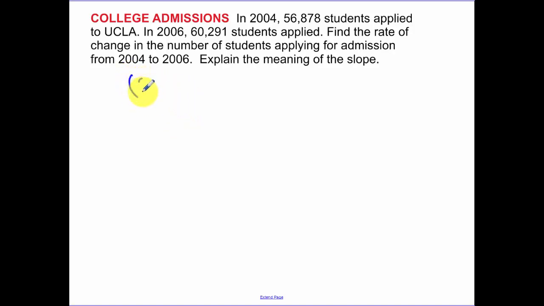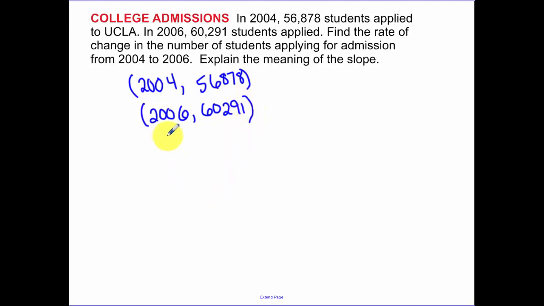Okay, we really have 2 points there. We have 2004, and then the value, so that's time, our independent variable, dependent variable. And then we have the year again and the number of students, okay? Time is typically our independent variable. The number of students applying depends on the year.